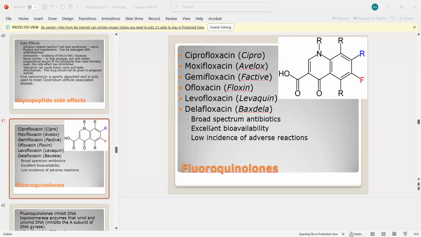They're quite broad spectrum. They're very effective against enteric bacteria, very effective against things like Haemophilus, effective against Legionella, effective against Neisseria, Moraxella, even Pseudomonas species. One in particular, moxifloxacin, is also effective against tuberculosis, Mycobacterium tuberculosis.